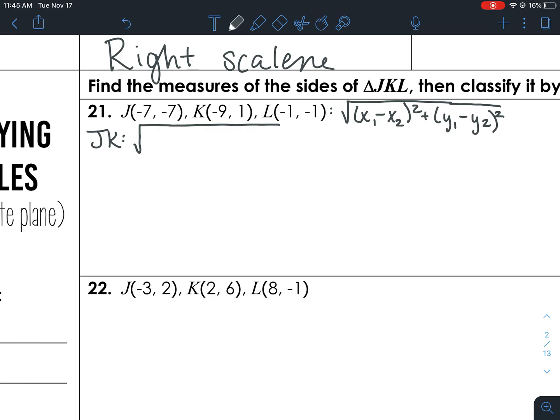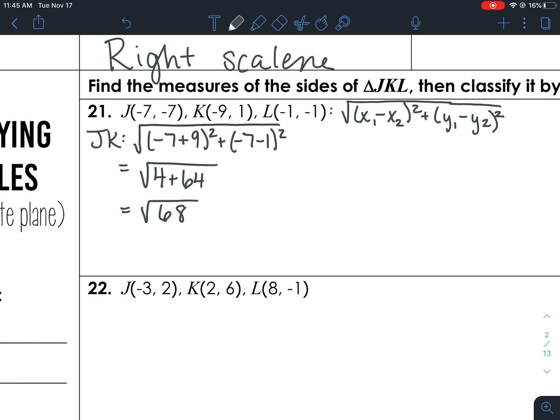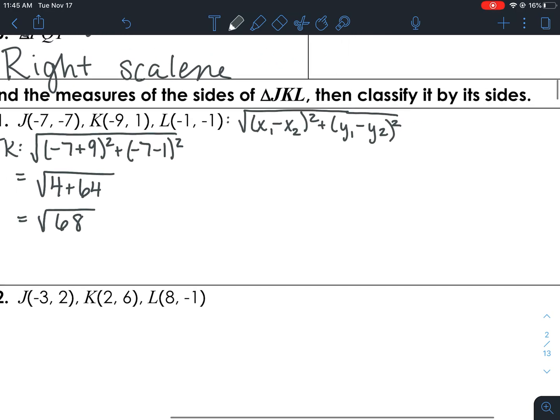All right, so I'm going to start with my x's here. I'm going to have -7 minus -9, so it turns into a +9, squared, plus -7 minus 1 squared. That will get me to 9 minus 7 is 2. 2 squared is 4. Plus negative 7 minus 1 is negative 8. Negative 8 squared is 64. So my final answer for this will be square root of 68. All right, now I'm going to do the next one, KL.